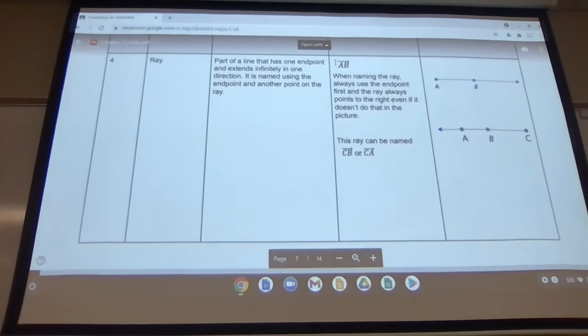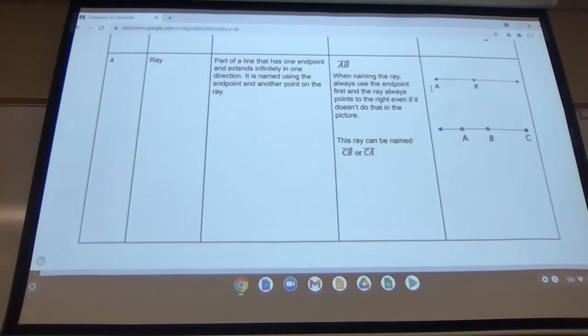The symbol for a ray is a bar with one arrow going to the right. Okay, so if you were to take away point A on the top right, what would you name it? Or do you have to have 2 points to make it a ray? You have to have 2 points to name a ray. Yep, that's a good question. But you do have to have 2 points to name a ray.